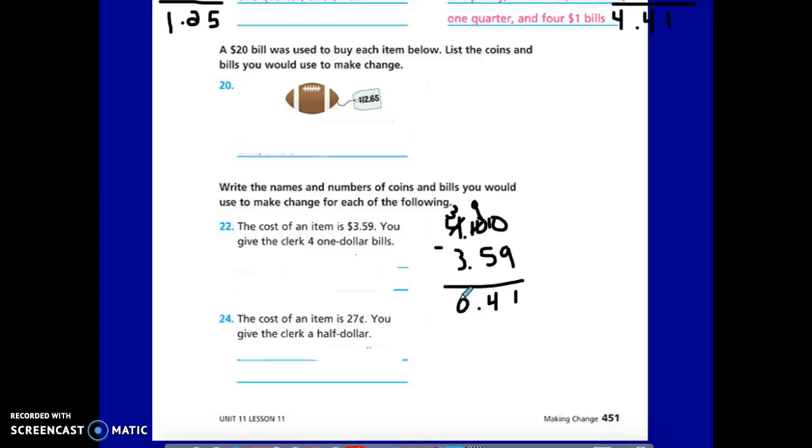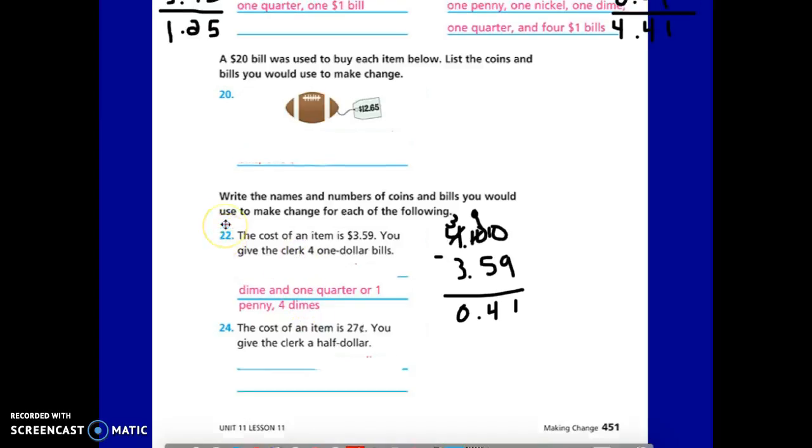Now, they might ask, what would you use to make 41 cents? Well, I could use a quarter to give me 25 cents. And then I could use a dime to get to 35 cents, and a nickel to get to 40 cents, and a penny. And there's multiple ways you can get there. It's not always one way or the other. So in this case, I did a dime, a quarter, 1 penny, and 4 dimes. So that would work too.